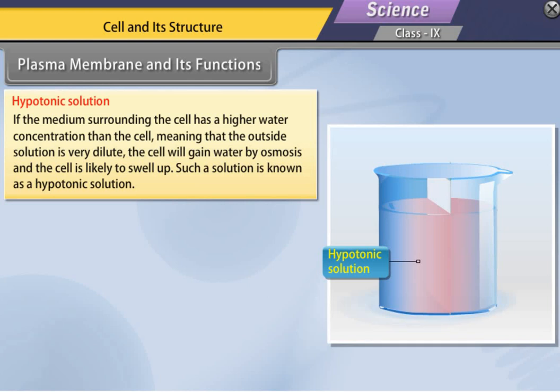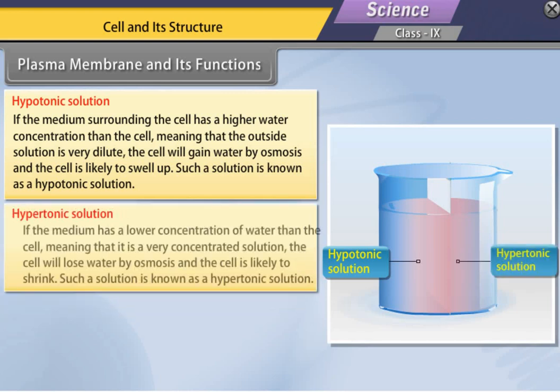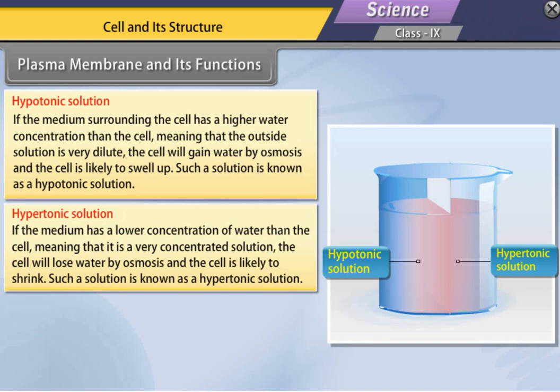A hypertonic solution. If the medium has lower concentration of water than the cell, meaning that it is a very concentrated solution, the cell will lose water by osmosis and the cell is likely to shrink. Such a solution is known as a hypertonic solution.